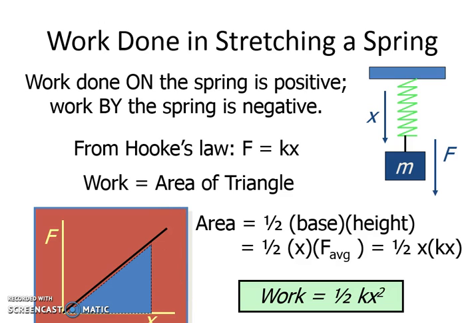There's some work done in stretching a spring. When the work done on the spring is positive, the work by the spring is actually negative, which is pulling back. From Hooke's law, F equals kx, work equals the area of the triangle. Area equals 1/2 base times the height. That's why we get work equals 1/2 kx squared.